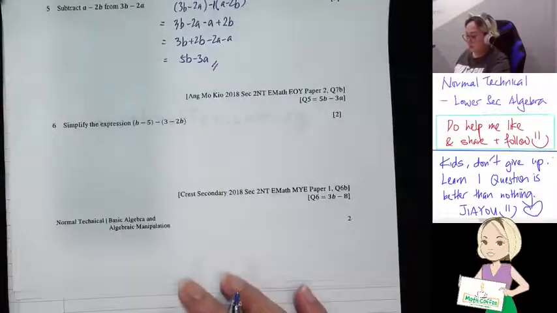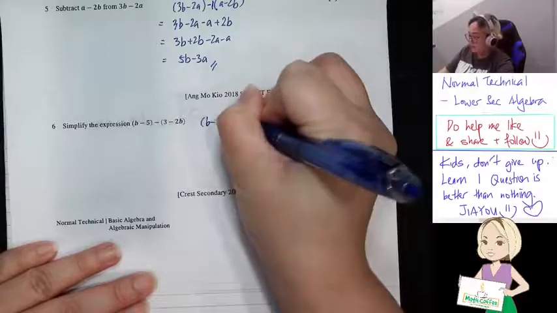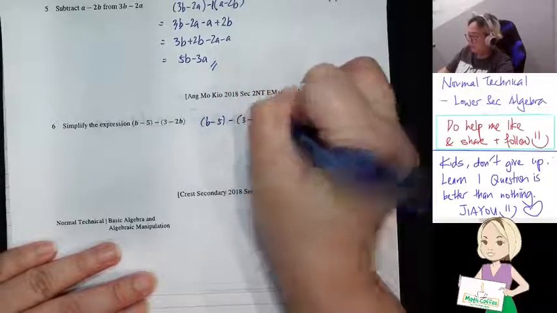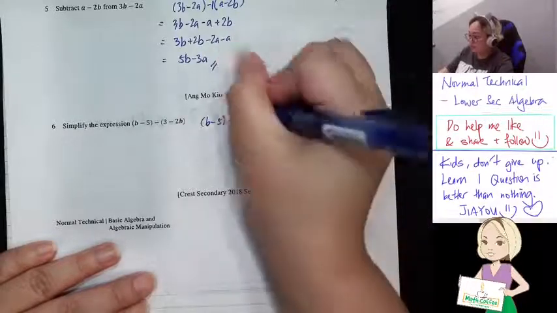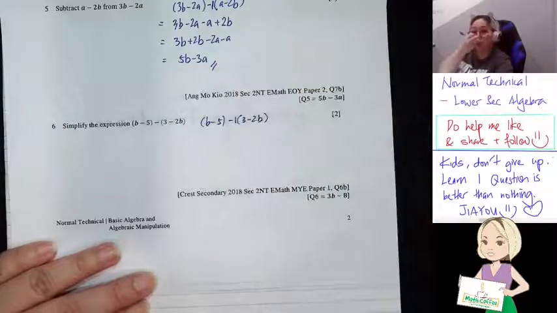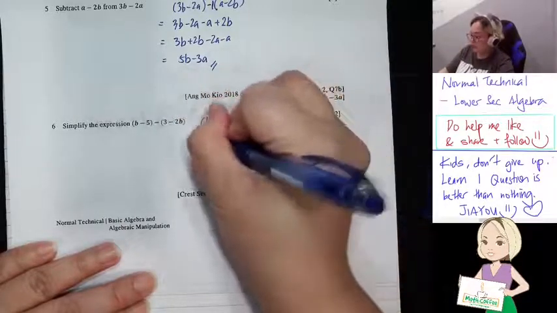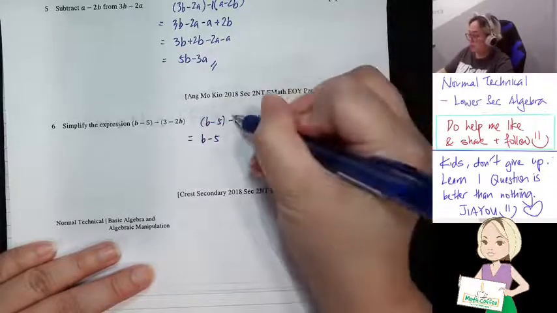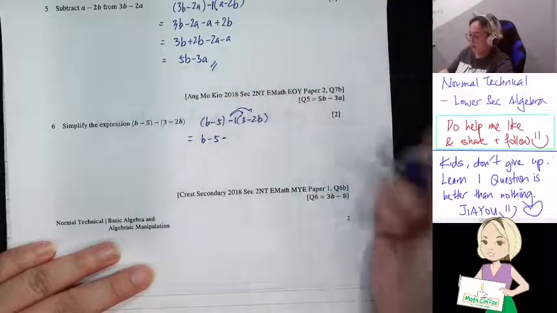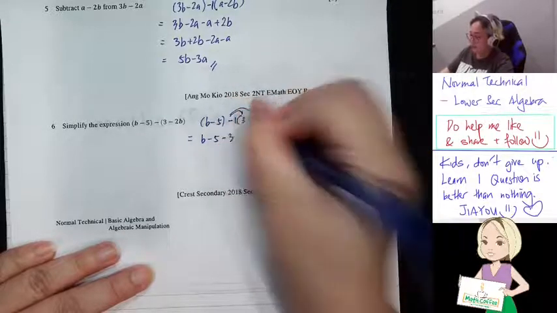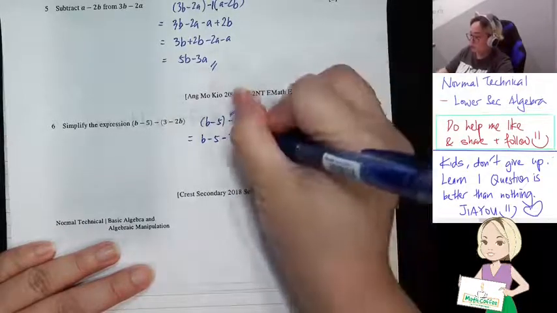Okay, next. We have b minus 5 subtract 3 minus 2b. Same thing, when I have a minus bracket with no number in front, you can put a 1 there, so it's easy for you to manipulate. The part in front has no change, so just put b minus 5. The part behind, we do the rainbow. Negative times positive, you get negative, 1 times 3 gives 3. Negative times negative, you get positive, so 1 times 2b gives 2b.